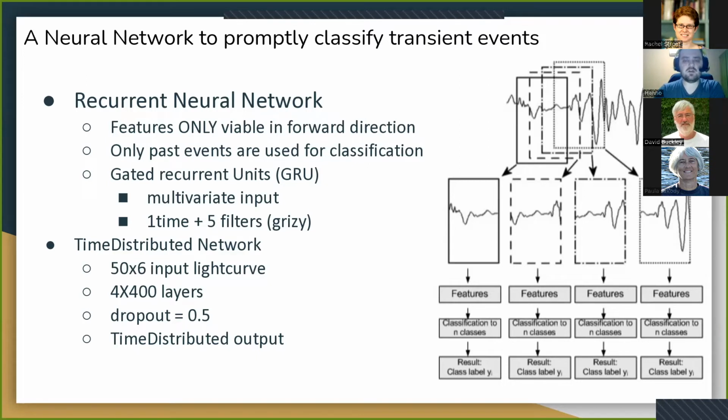So on day 10, if we look at the data, the network is only able to look at the features from the previous 9 days. It does not see the future events, and this allows us then to only use the past events to try and classify our transient sources.